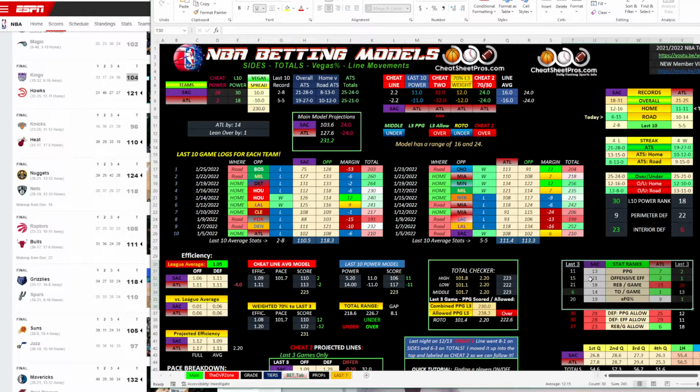Also, looking over here at the rankings, you can see Sacramento's 13th in points per game. Over the last 3, they're 11th, so they're staying about the same, not a big change. Atlanta is 7th on the season, but they're up to 2nd, with Trae Young playing really well, so they were doing a lot better.